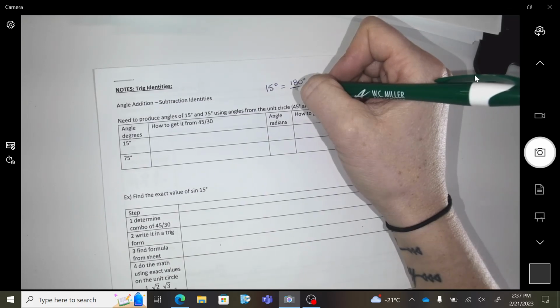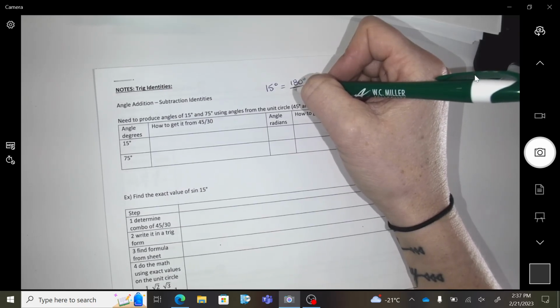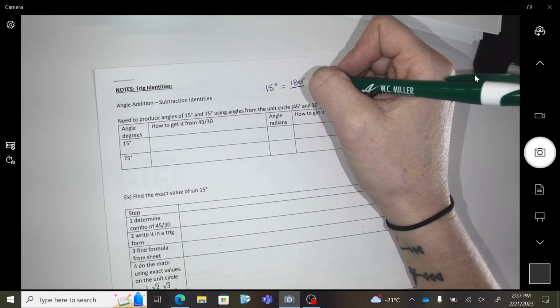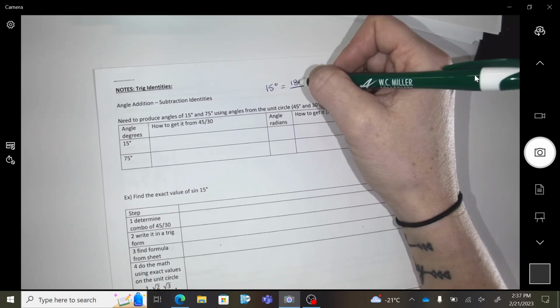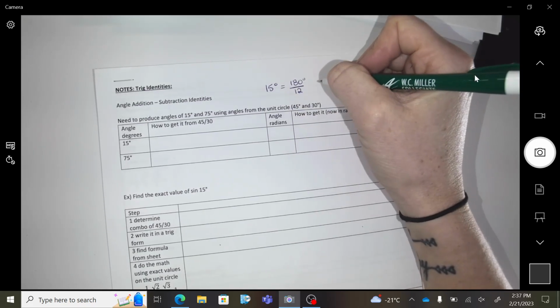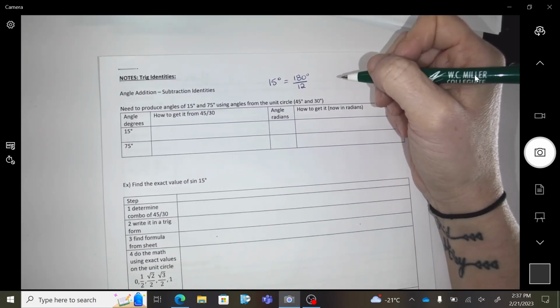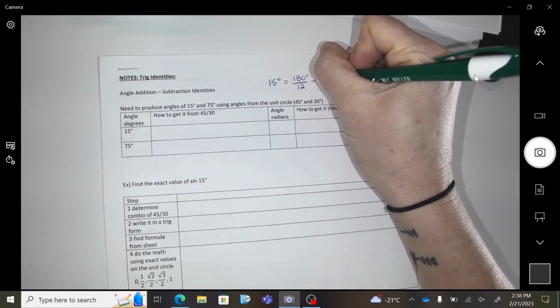180 divided by 3 was 60. 180 divided by 4 was 45. 180 divided by 6 is 30. 180 divided by 8, no. 7. 12. We got it. If you take 180 divided by 12, you get 15.